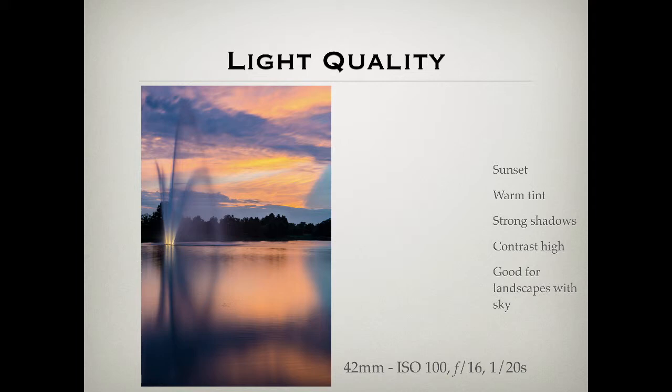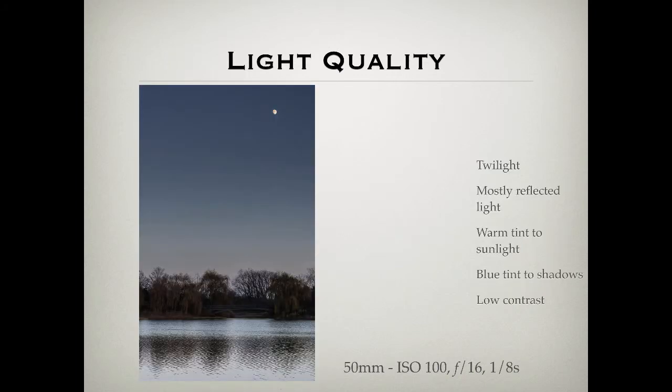Here again, sunset: warm tint, strong shadows, lots of contrast, good for landscapes with interesting skies, right? So we can see the trees in the background are very black, the water and the sky are lit up, so a very big dynamic range, big contrast there. Twilight, it's mostly reflected light. It can be a warm tint or a blue tint, kind of depends on the time of twilight. Low contrast because we don't have any real bright subjects in it.